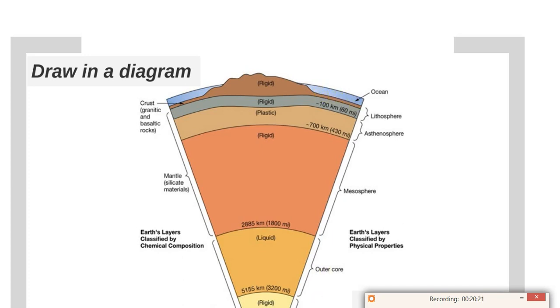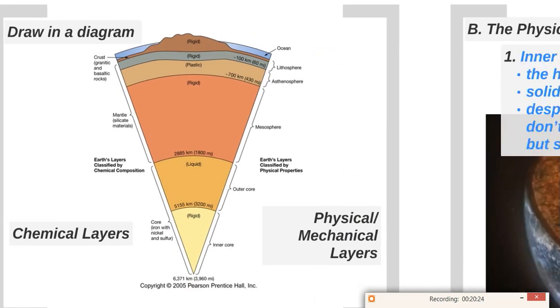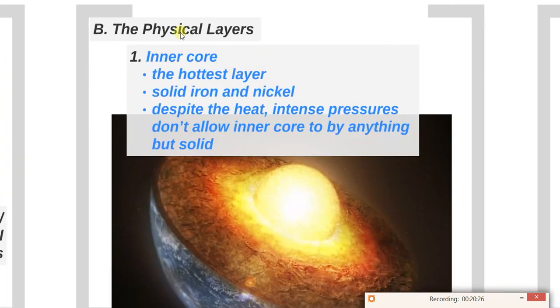Alright, the physical layers of the Earth, we've got the inner core, which is the hottest layer. Now, while you're taking notes, if you haven't figured this out yet, you should be pausing if I'm going too fast for you, which I will be because I'm just reading this off and not giving you time to actually write things down. But every time you see blue, you should be pausing and writing it down. Anyway, the inner core, the hottest layer, it's also solid iron and nickel. Despite the heat and intense pressures, do not allow this inner core to be anything but a solid. So it's so hot that it glows, but it's still going to be a solid ball.